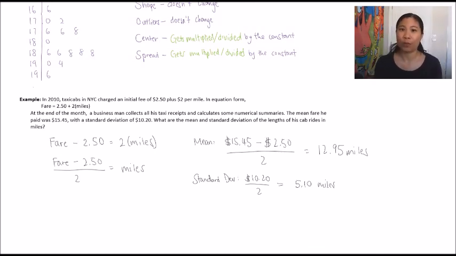So that's how you would transform a mean and standard deviation even without the full data set, or without having to do all the transformations to every single point in the data set.